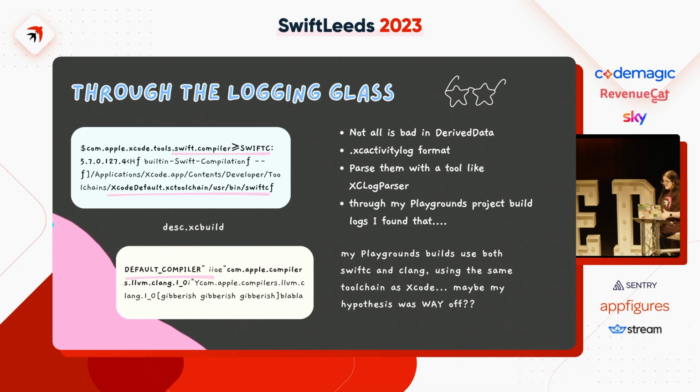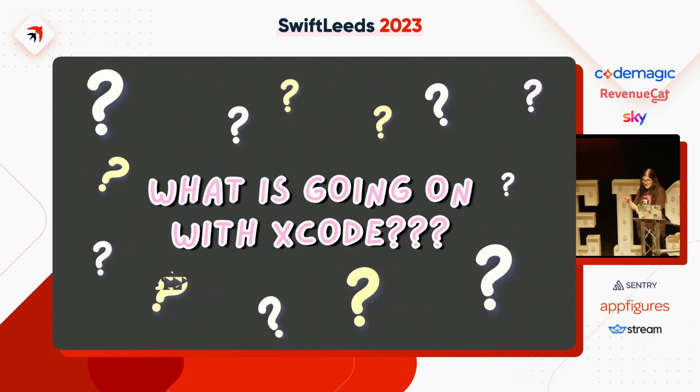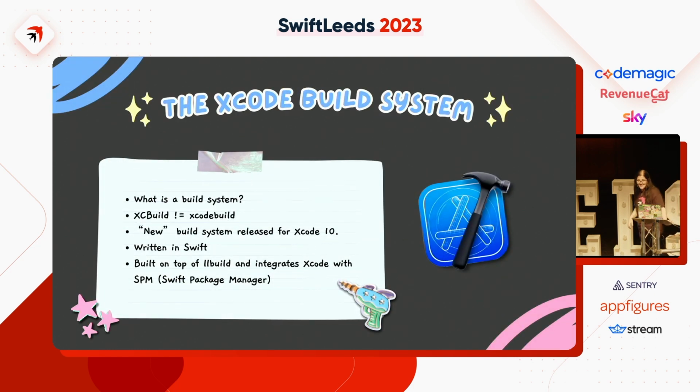So at this point, I was like, OK, Playgrounds builds have and use, I guess, both Swift and Clang, and the same toolchain as Xcode. So at this point, I was thinking, maybe something else is going on, right? Maybe there's something else with Xcode. How does Xcode deal with the compiler? Maybe there's some stuff I missed. And this is where the good stuff starts.